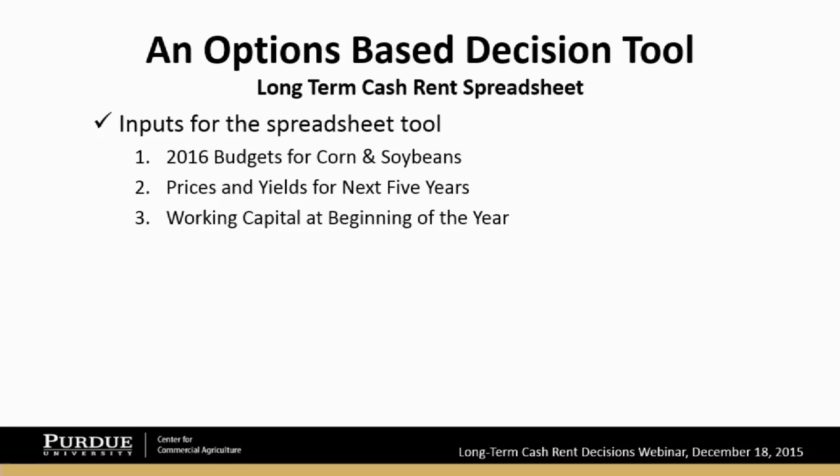The other key pieces of information you're going to need is the revenue side. To come up with the revenue, we need some price forecasts and some yield forecasts. The yield forecasts are pretty easy to come up with. I see no reason why not to use trend yields for those, and so we'll show you how to do that in the spreadsheet. The harder one is prices.